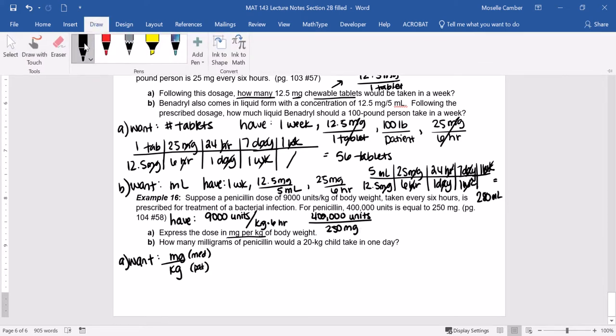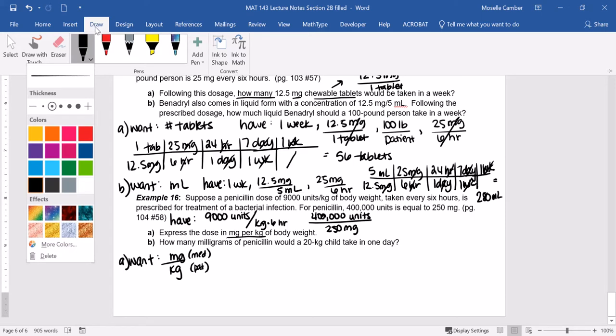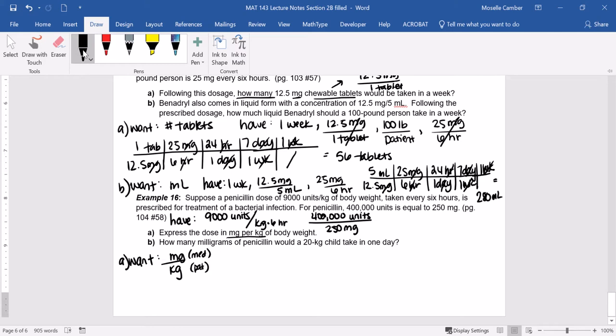Why the cursor looks like that, I don't know. Anyway, okay, looks like that is all we have.